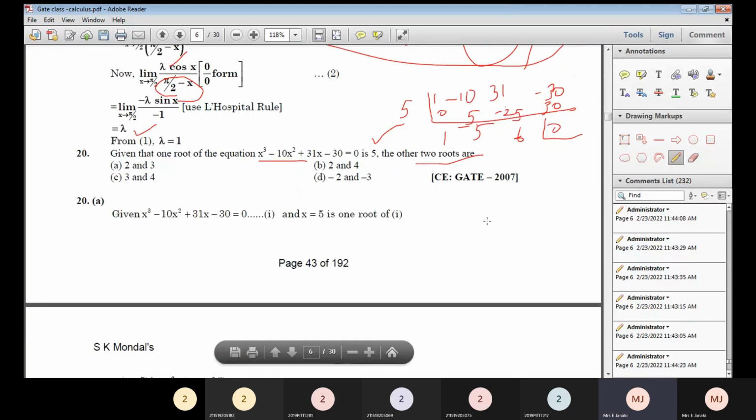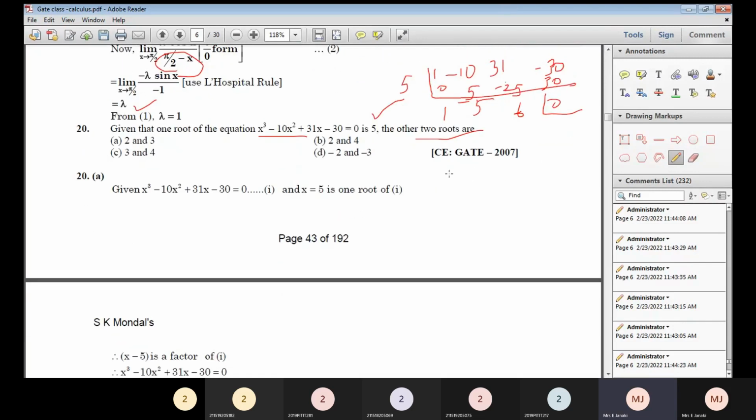After that, the equation becomes a quadratic equation: x square minus 5x plus 6. You can easily factor this. 3 times 2 is 6, and minus 3 and minus 2 add to minus 5. So x minus 3 times x minus 2 equal to 0. Then clearly x is equal to 3 and x is equal to 2. These are the roots. And what is the answer for this? A.